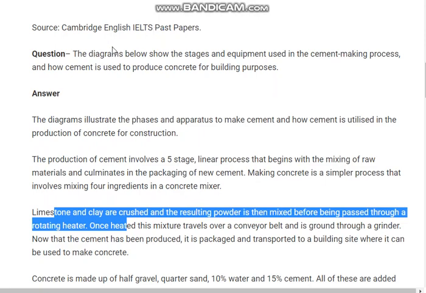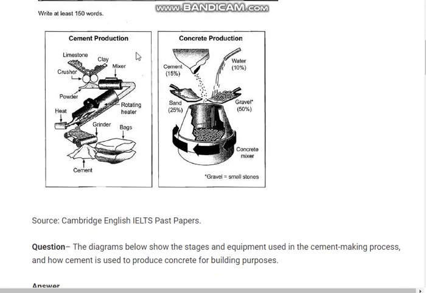So the diagrams below. Okay, this is a diagram. Limestone, clay included. There are two processes: cement production and concrete production. So our cement becomes part of the second stage, the second production.